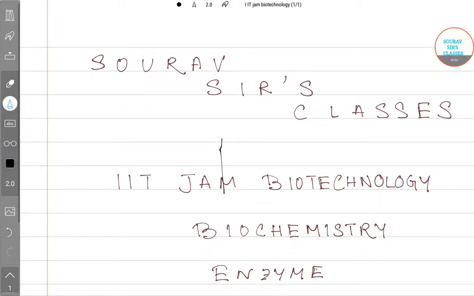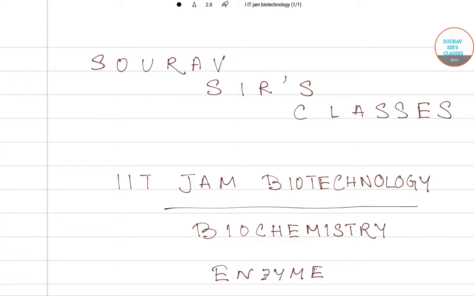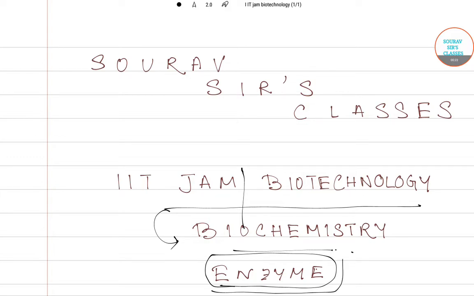So in this lecture, we will be starting with the IIT and Biotechnology syllabus with enzyme biochemistry. In the previous lecture, we had an idea about the enzyme introduction and how to do the nomenclature part and their classification also. Different types of enzymes, how they are working, why their names are like that. So we have done this part. In this lecture, we will be starting with the mechanism of action of enzyme.